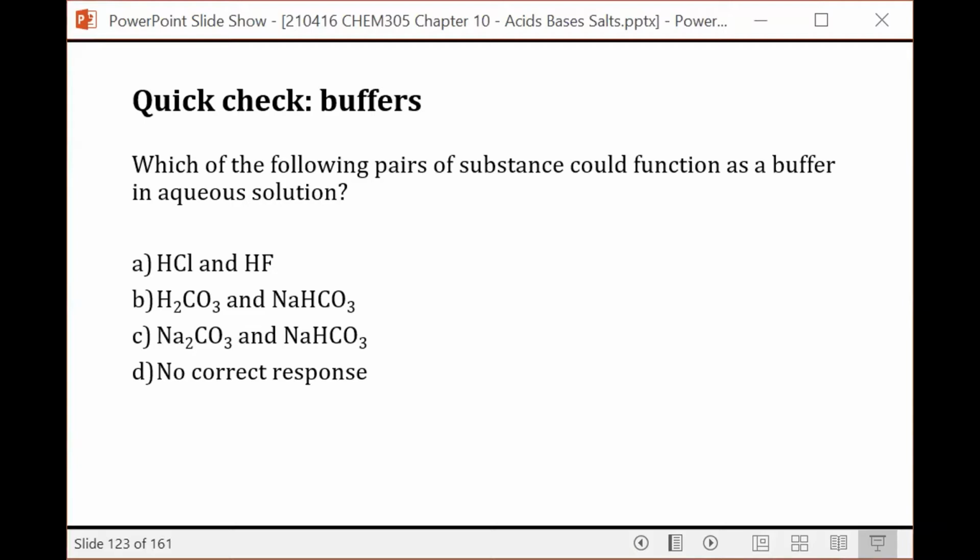So let's do a quick check. Which of the following pairs of substances could function as a buffer in aqueous solution? The things you want to look for to identify substances that could function as a buffer is you want to look for a weak acid, and the conjugate base of the weak acid.